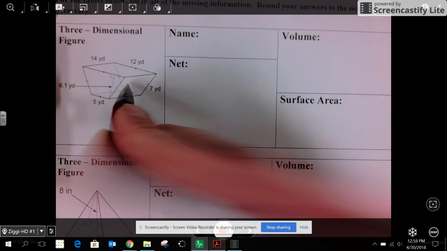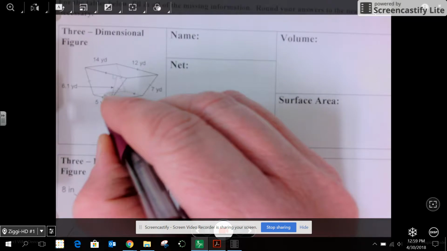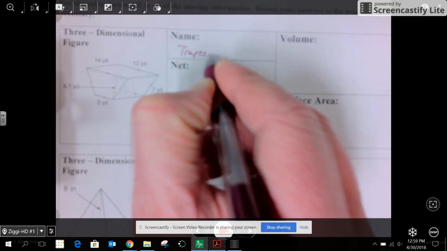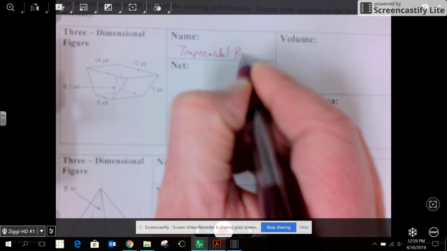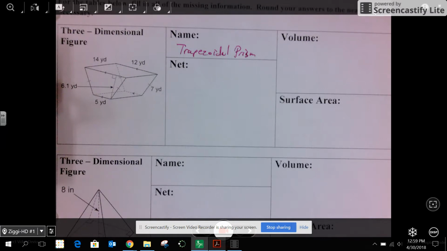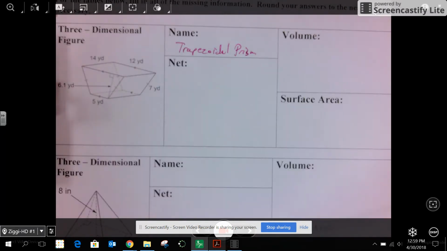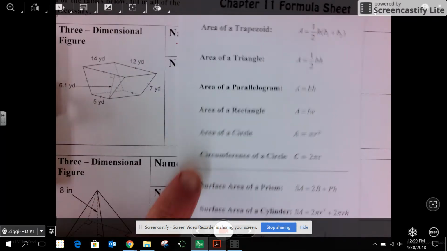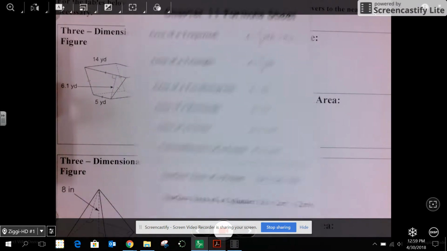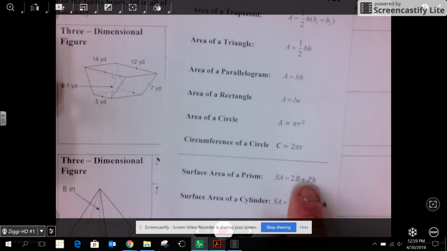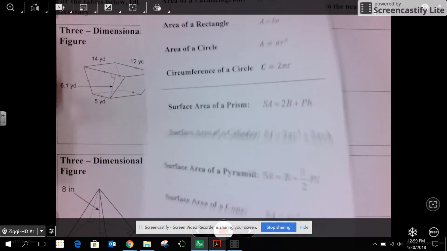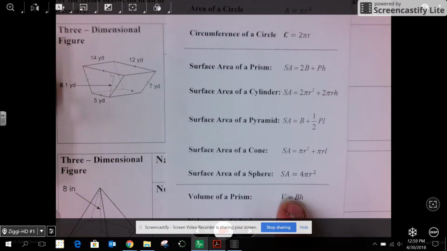This is a prism. It has a base of a trapezoid, so I'm calling it a trapezoidal prism. The reason we name the figure is so that we can figure out the formula, and we're finding both the surface area and volume of a prism. So surface area of a prism is 2B plus PH, or add up all the sides, and the volume of a prism is capital B times H.